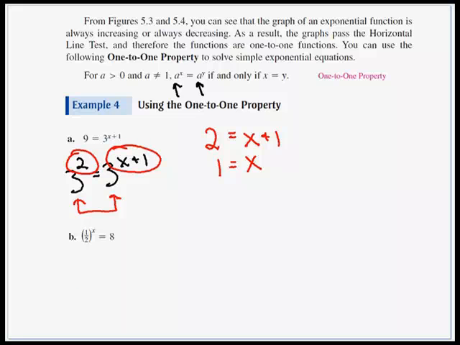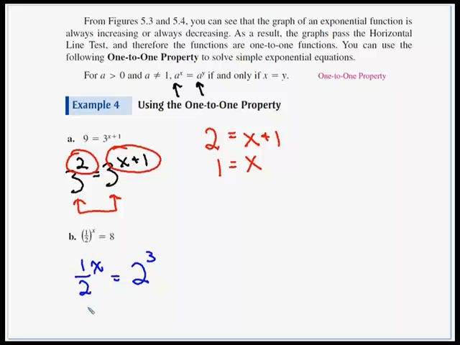Now let's see what's going on here in part B. 1/2 to the x power, 1/2 to the x. Can we rewrite 8 as some base of a half? Well, that might be tricky to do, but let's think reciprocals here. What's the reciprocal of 1/2? Well, that's 2. Can I rewrite 8 as 2 to some power? Well, of course, that's 2 to the third.